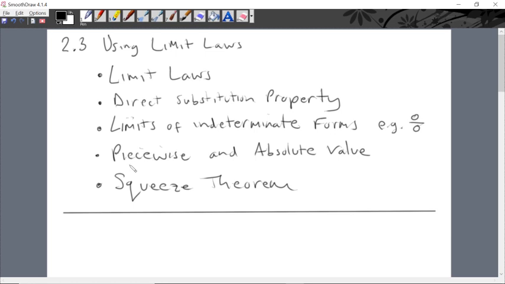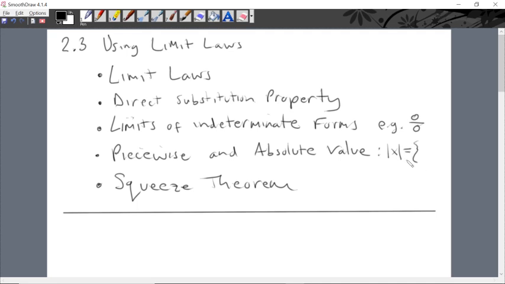We'll take a look at piecewise and absolute value as well. The absolute value function can be expressed as a piecewise function. We call it the absolute value of x. The absolute value can be interpreted geometrically as distance from 0, so we always get a non-negative value when we take the absolute value of a quantity.